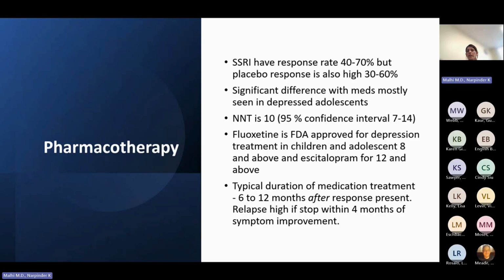considering the severity of the symptoms and how they impact the quality of their life. In regard to FDA approvals, fluoxetine has FDA approval for treating depression in children and adolescents, and escitalopram, which is Lexapro, also has an FDA approval.